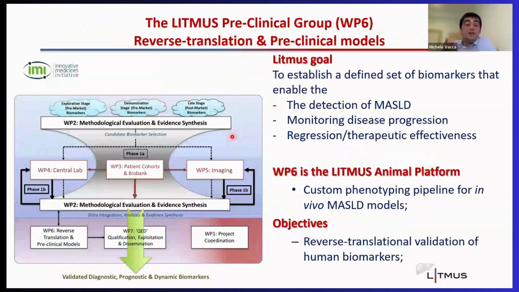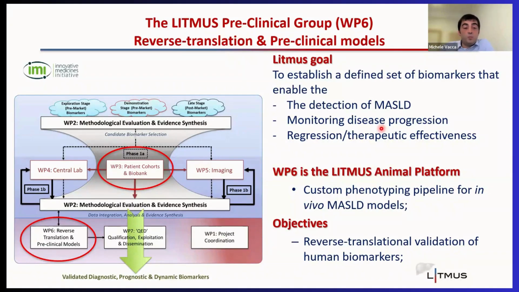I have been involved in coordinating the preclinical animal platform, which is a custom phenotyping pipeline for in vivo MASLD models. The goal of the project was to establish a defined set of biomarkers that enable the detection of MASLD, the monitoring of disease progression, and the regression and therapeutic effectiveness, for example, in randomized clinical trials. However, while the activities were mainly based on humans, there was also this small preclinical group that had as a goal reverse translating human biomarkers.